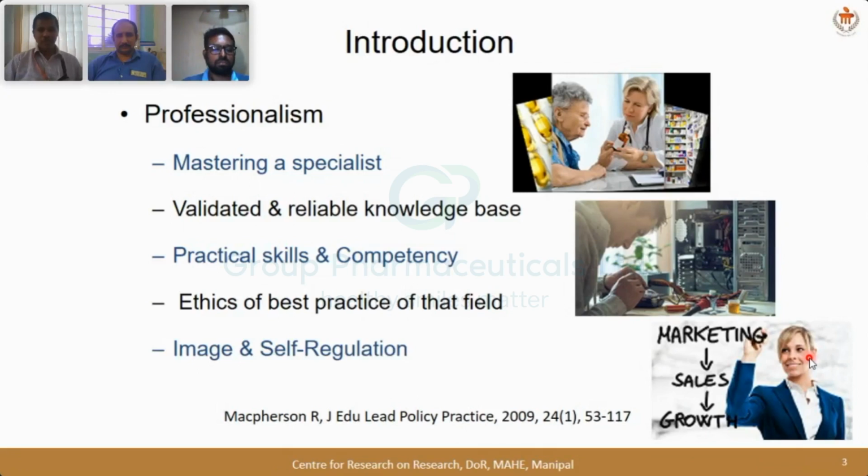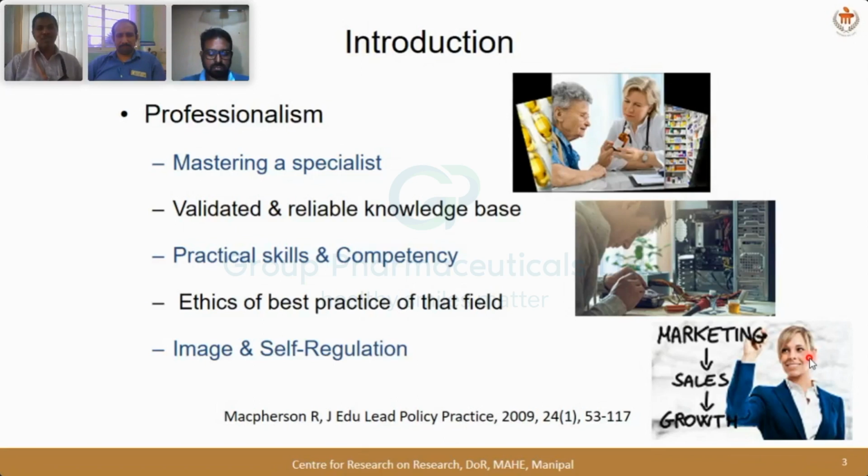And along with that, we need to have an image, or what is called self-regulation. That is very, very important, and most of the time it's lacking. As a teacher, as a researcher, I have done a lot of things, but developing an image is a difficult task. So that has to be developed, and then you will be a successful professional.